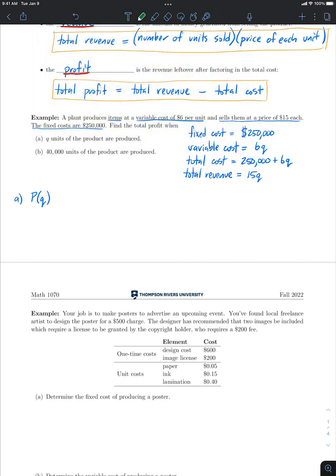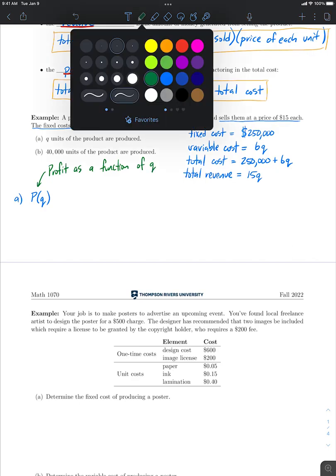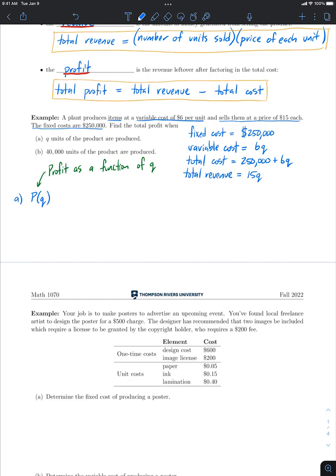Let me just interrupt myself here and make an annotation. This is the profit as a function of Q. Because if you change the value of Q, you're going to change your profit. If you sell more, your profit's going to be higher, and if you sell less, then your profit's going to be lower, right? So profit is a function of Q. So, what is it? Remember, the total profit is your total revenue, which in our case is 15Q, minus your total costs, which here was 250,000 plus 6Q.